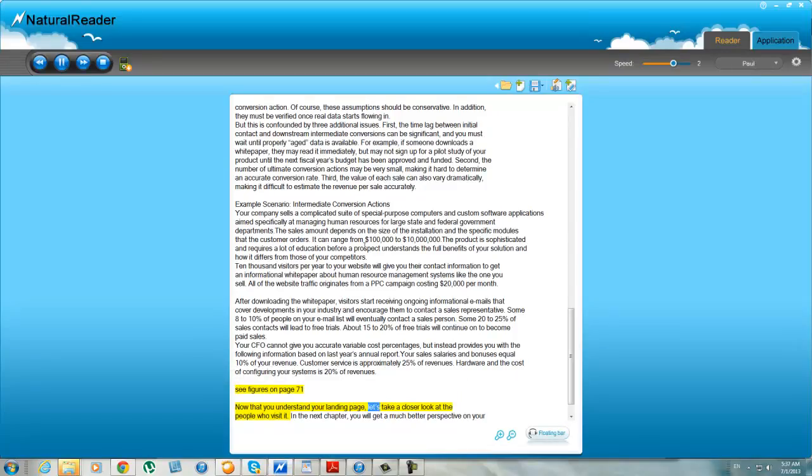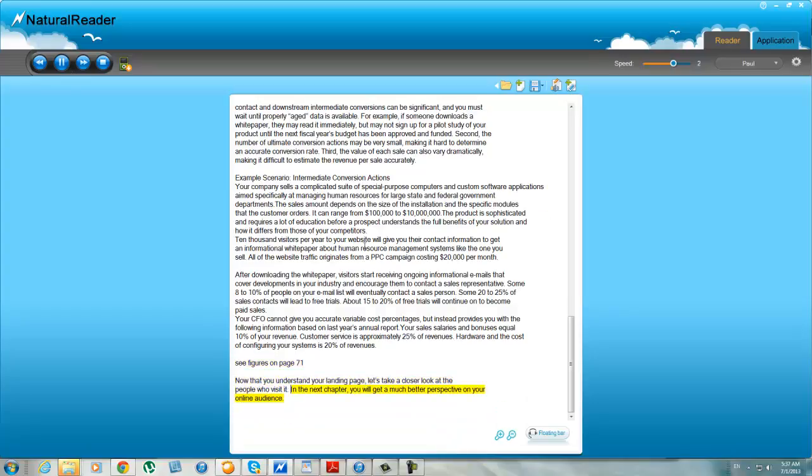Your landing page, let's take a closer look at the people who visit it. In the next chapter, you will get a much better perspective on your online audience.